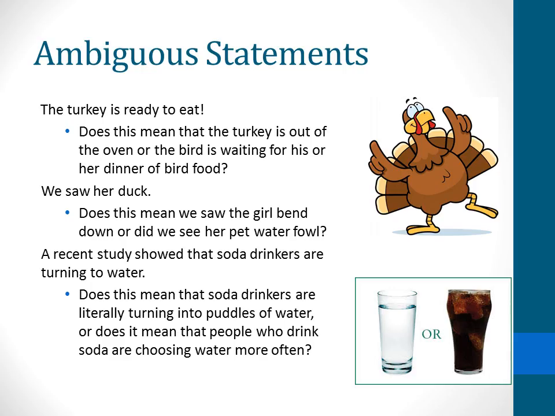So here's some examples of ambiguous statements. The first one, the turkey is ready to eat. Now, if we're all sitting around a Thanksgiving dinner table, well, clearly that means the turkey is out of the oven, it smells awesome, and we're all going to sit down and chow. Or if you live on a farm, maybe it's feeding time for the turkeys. Second example, we saw her duck. Now, does this mean that a girl bent over to avoid getting hit? Or does she have a pet waterfowl that she walks around the park? And there's not enough context, of course, to figure this out.